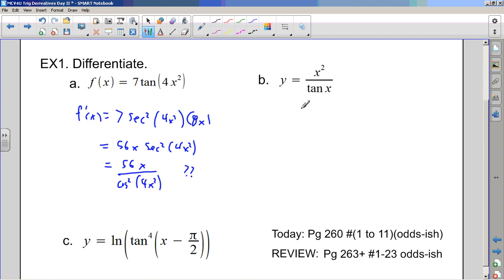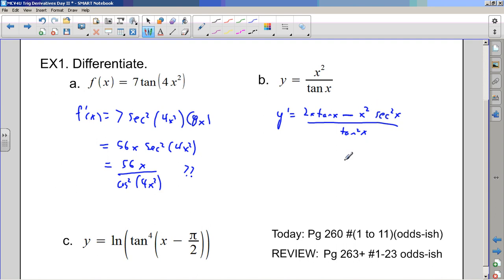This one is a quotient rule, right? So derivative of the top, write down the bottom, minus, write down the top, derivative of the bottom, derivative of tan. You got it memorized yet? Secant squared x, all over tan squared x, the bottom squared.